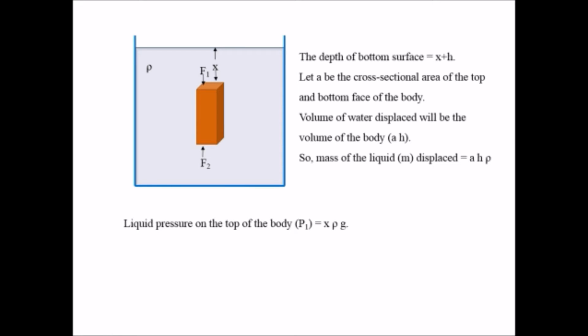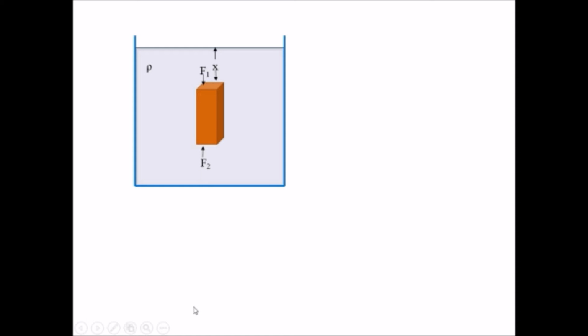The liquid pressure on the top of the body, P1, in terms of density, can be calculated by x rho g. So the force on the top of the body will be P1 into A, pressure into area. Replacing P1 with x rho g, we have F1 equals x rho g A. Similarly, at the bottom the force will be (x plus h), the distance from the water level, into density into gravitational acceleration into the area of the bottom.